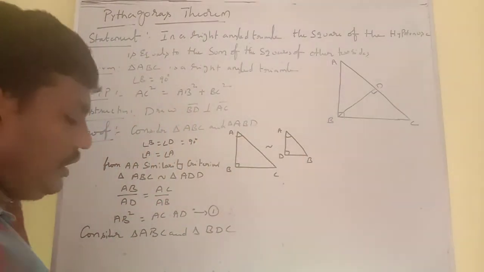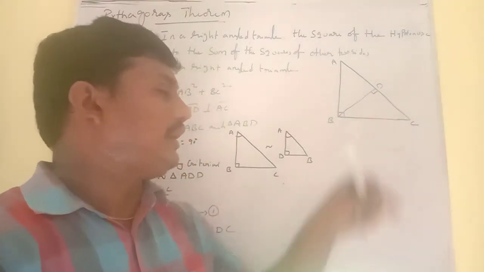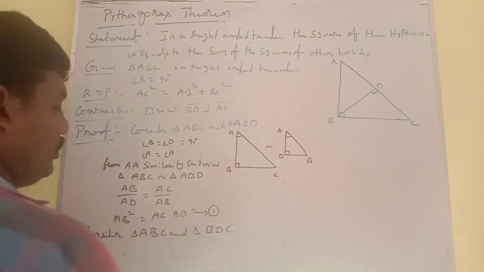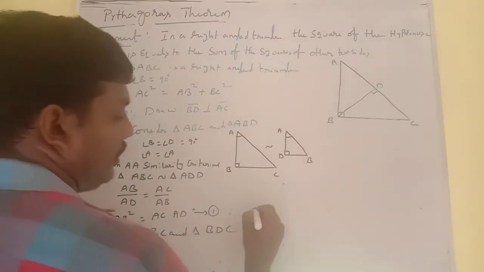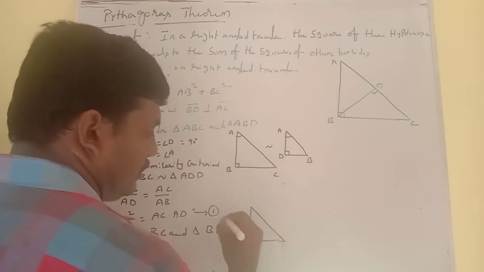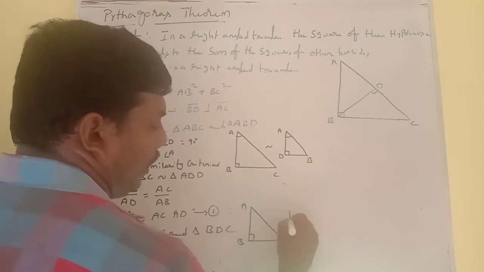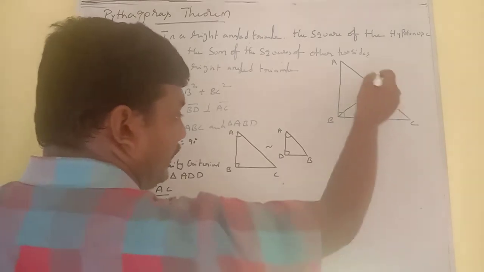Triangle. Now consider the main triangle and this subtriangle. We have to consider here. If you consider these two triangles, I am going to consider the diagrams separately. This is triangle ABC. The other is also a right angle triangle because angle D is 90 degrees.